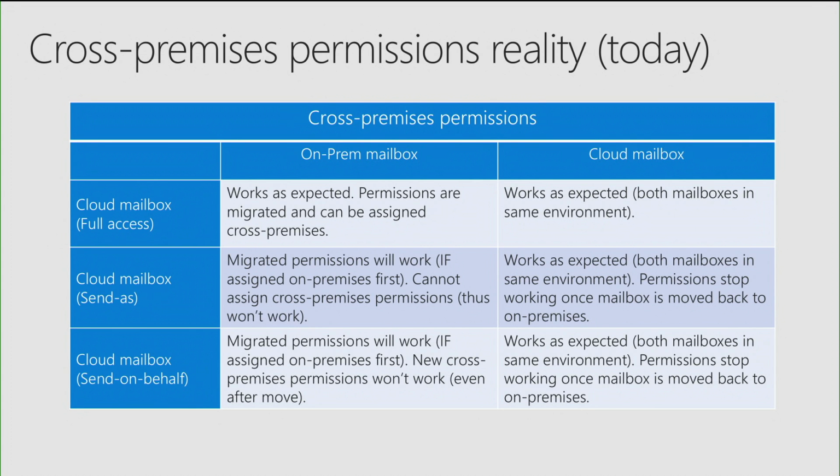So moving from on-premises up to cloud, we will migrate these permissions. They will continue to work. Be aware that for send as and send on behalf, once the mailbox is migrated, you can't add or change those permissions for associated on-prem mailboxes. So ideally, you want to eventually get all those mailboxes with these relationships into the cloud.